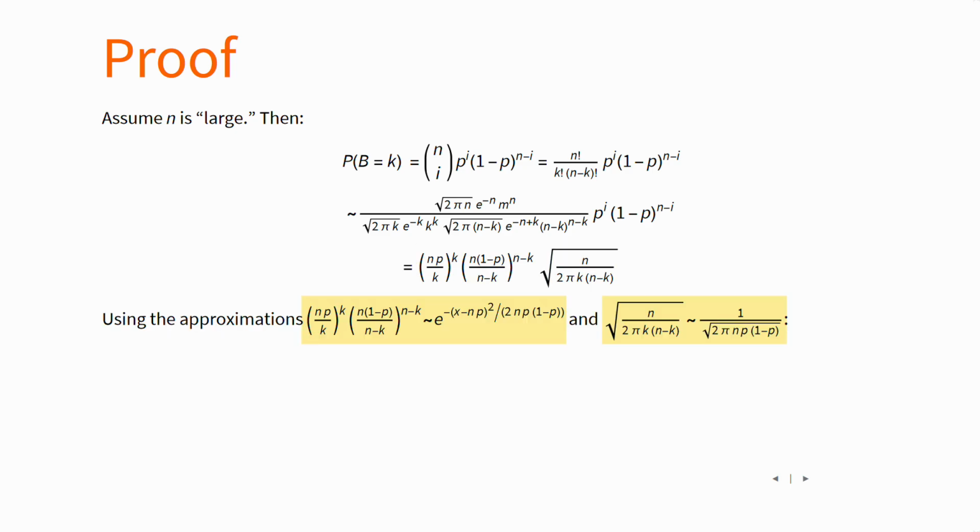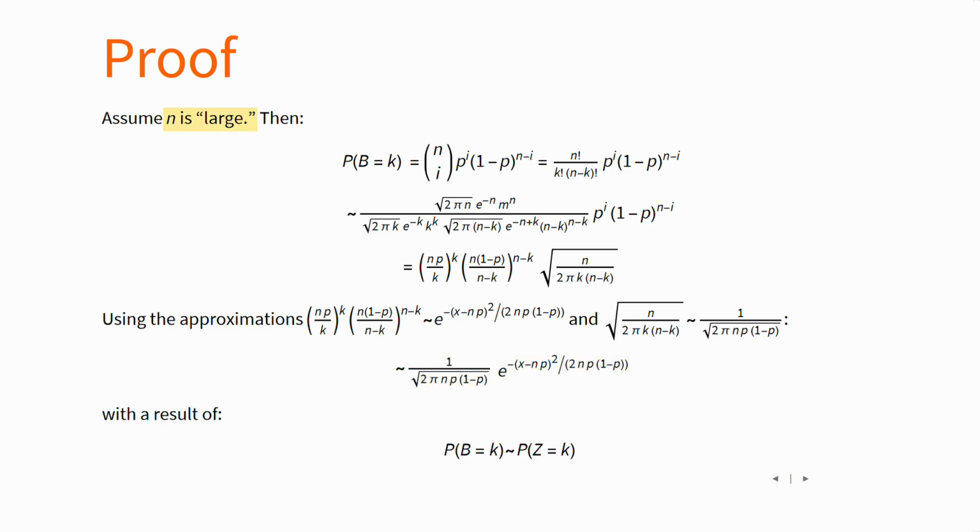These approximations are proven through multiple log identities and inequalities, and are written with these variables for the convenience of this proof. So replace these approximations with the first one, and then the second one. And you have the PDF of the normal distribution. So when n is large, the binomial distribution is approximately the same as the normal distribution.